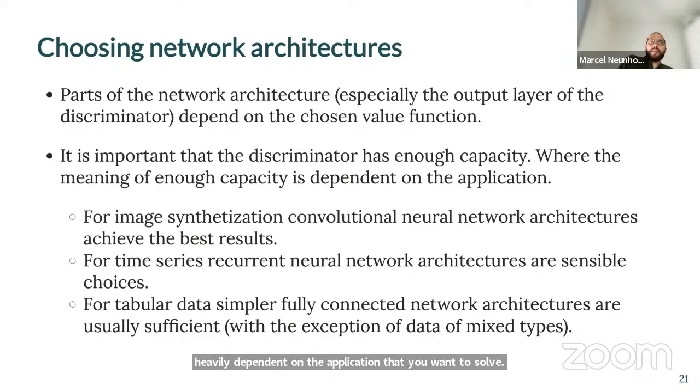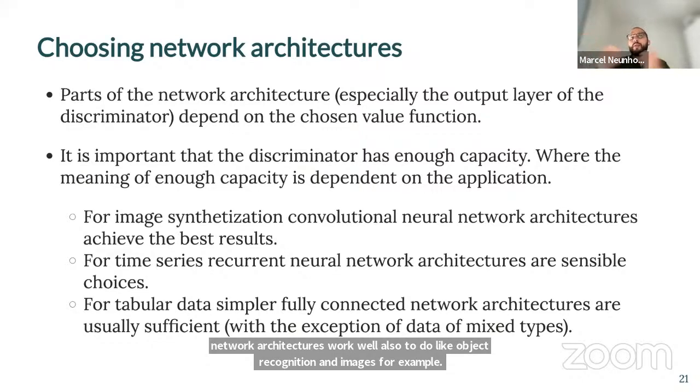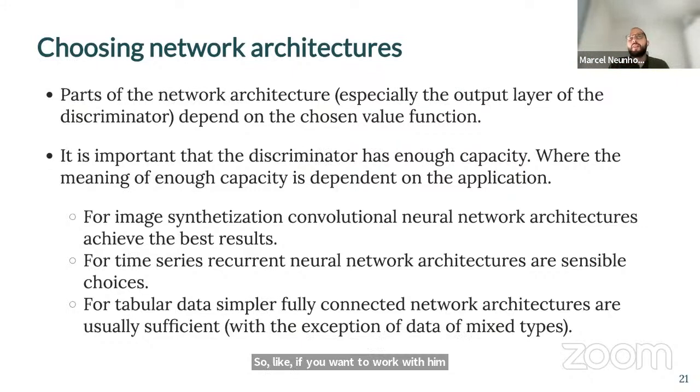So in practice, for example, for image synthesization, convolutional neural networks achieve the best results, which is pretty much in line with what we know from computer vision, and what kinds of network architectures work well also to do object recognition in images, for example. So if you want to work with images, you would probably need to look into convolutional neural network architectures.